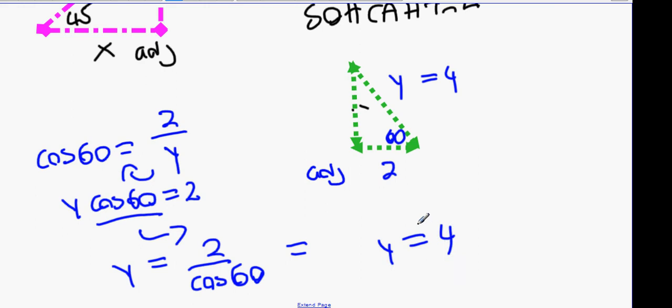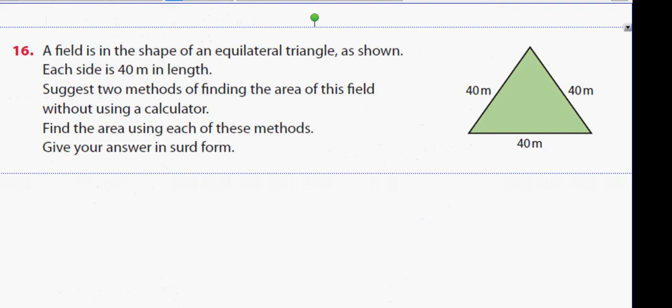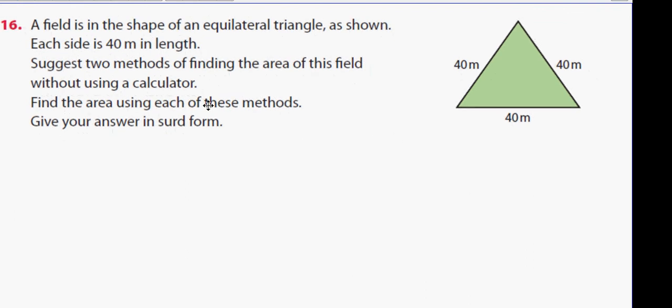Now here comes number 16, the one that most people ask me in the class. Okay? A field is in the shape of an equilateral triangle as shown. Each side is 40 meters in length. So that suggests 2 methods in finding the area of the field without using a calculator. Okay. 2 methods. Method A. Cut the triangle down the center. Everybody see that? Cut the triangle down the center.